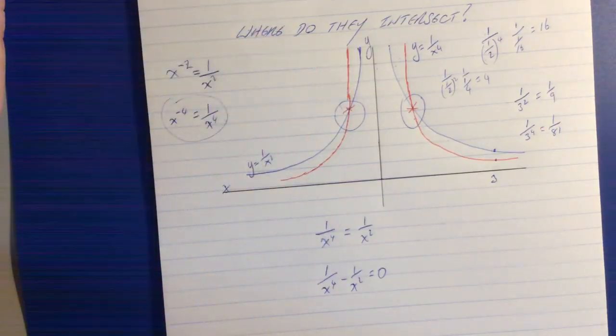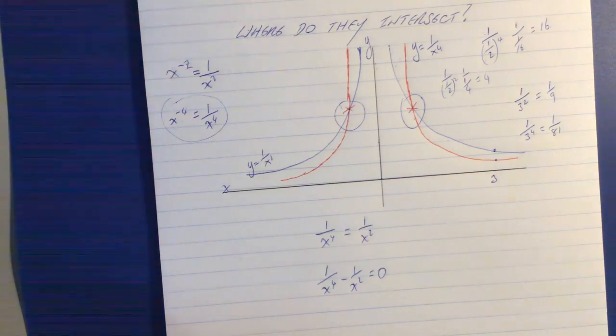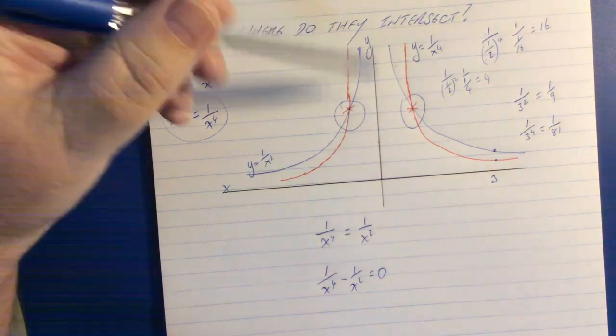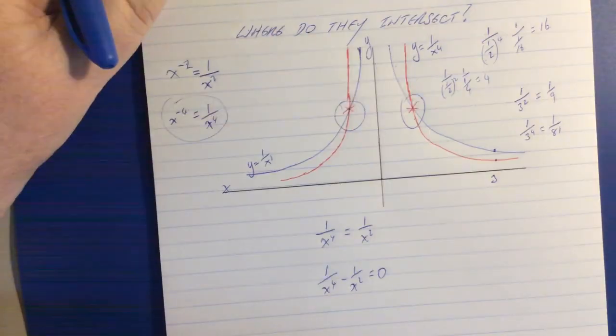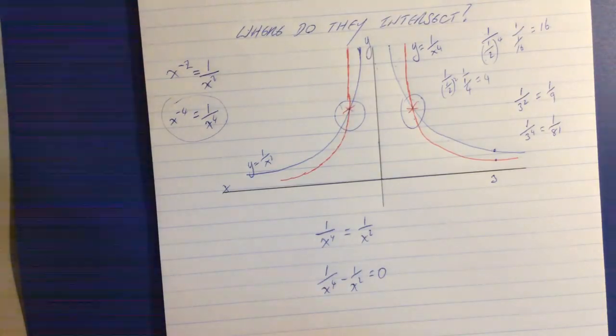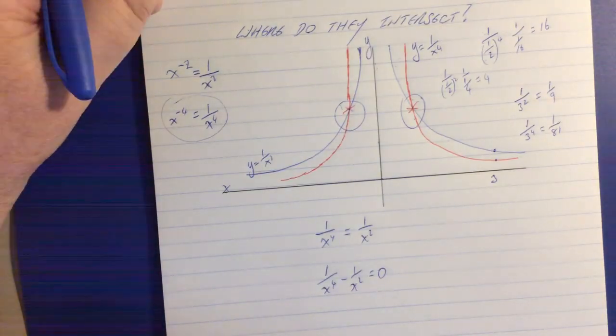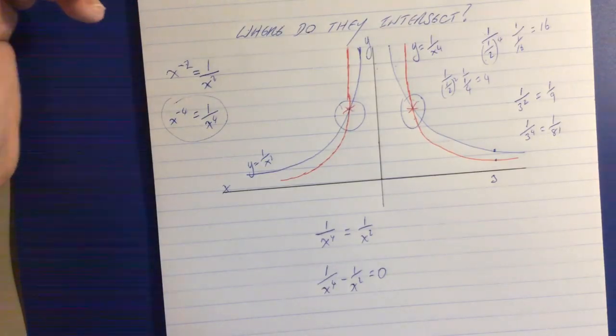Now that's all very instinctive, and it's the sort of thing that if your maths teacher is looking over your shoulder when you name these points and says to you, well, how did you get that? And you go, well, I just know. That's not going to work. So here is the working for it.